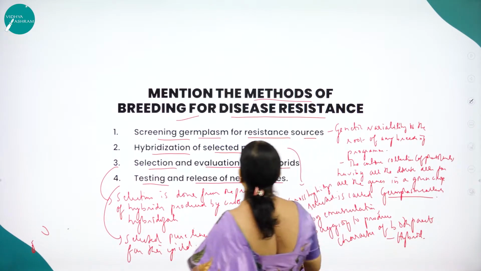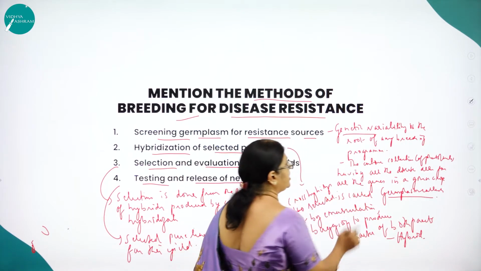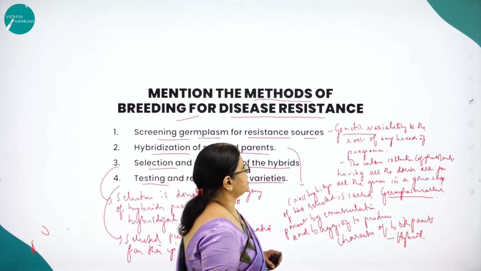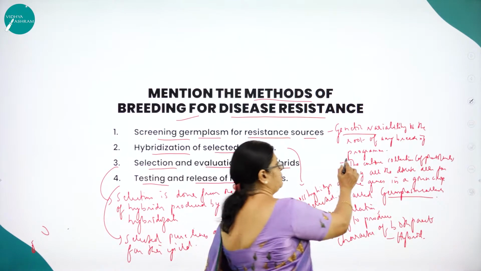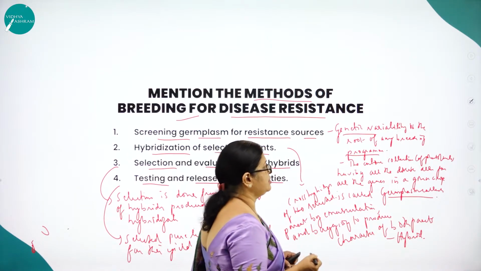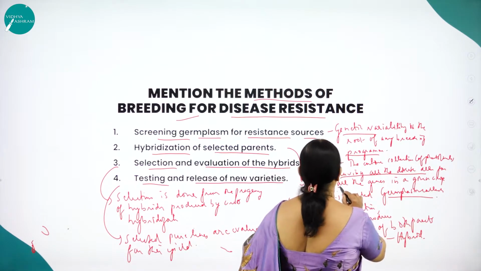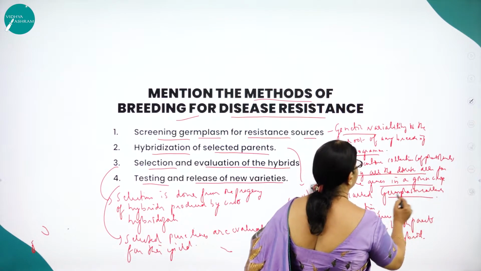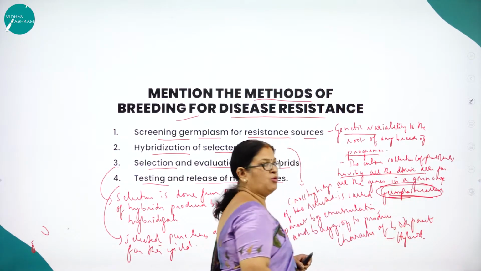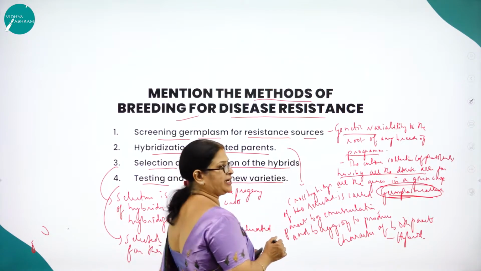So screening of germplasm for resistance sources. As you know, genetic variability is the root of any breeding program. The entire collection of the plant species having all the diverse alleles of a gene in a given crop is called as what? Germplasm collection.